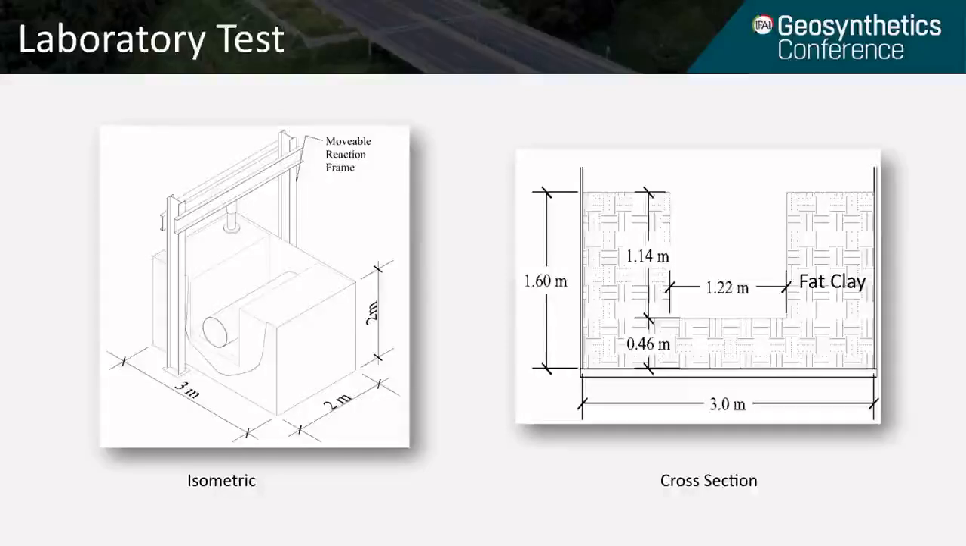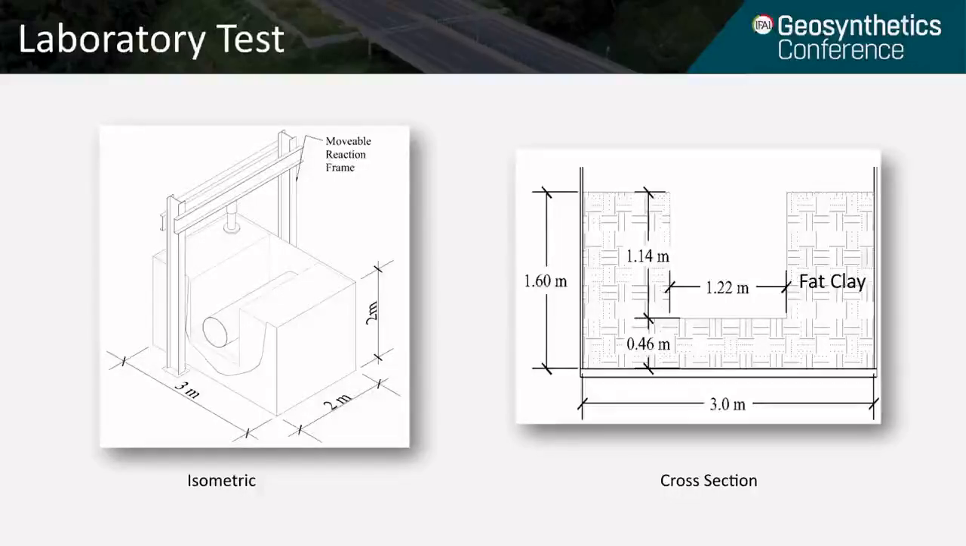On the left is an isometric of the test apparatus, which was a 3 meter wide by 2 meter long by 2 meter tall geotechnical box. Above the box was a movable frame with an actuator and a 300 millimeter or 12-inch diameter loading plate. The maximum load determined to be used on this test was 689 kPa, or approximately 100 psi.